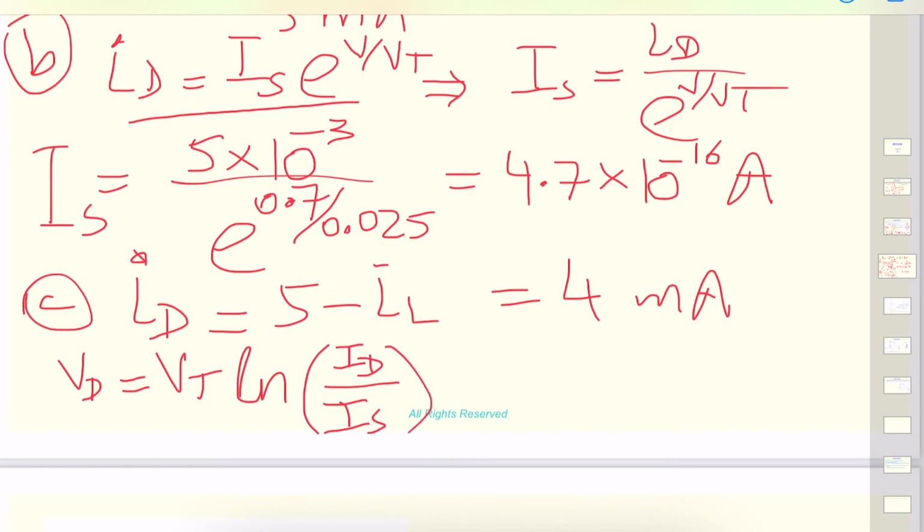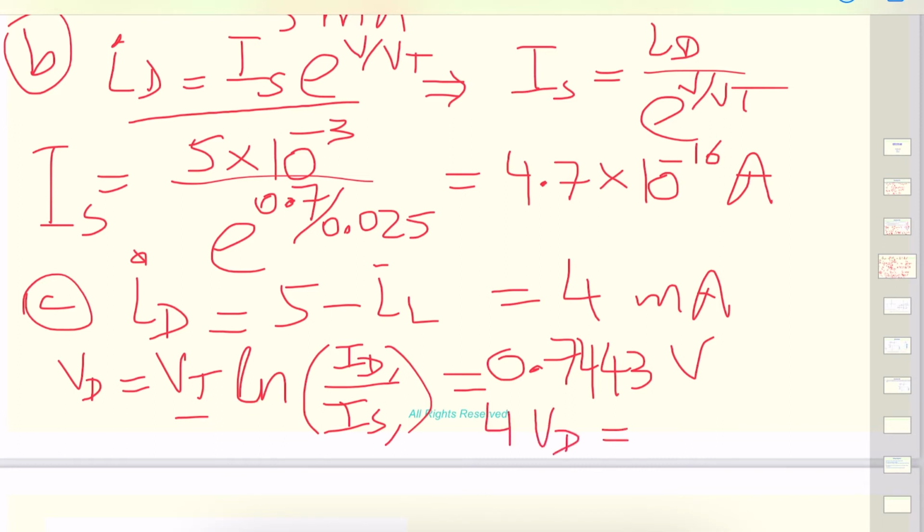Because we are using the exponential model here, when we plug in the values, we get the diode voltage to be 0.7443 volt. We know this, and we just calculated this in part B. Now this is the voltage drop across one diode. So across 4 diodes, this would be 4 times 0.7443, so about 2.977 volts.